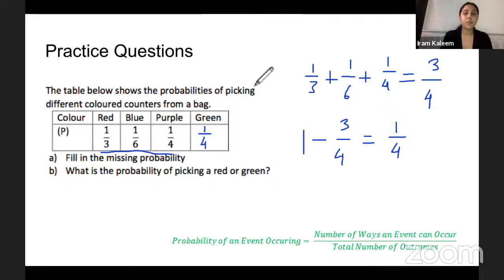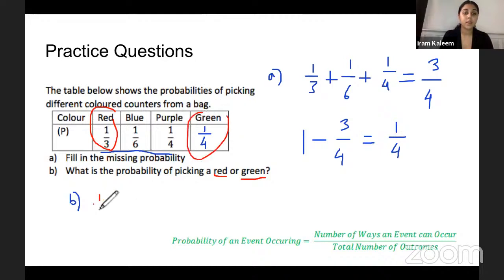What's the probability of picking a, so that was part A. So well done if you got a quarter. Let's do part B. What is the probability of picking a red or green? So in this case, what we would do is take the probability of red and the probability of green, and we just add them together, because we haven't been given the number of counters. We've just been given those probabilities. So we can simply add them together.